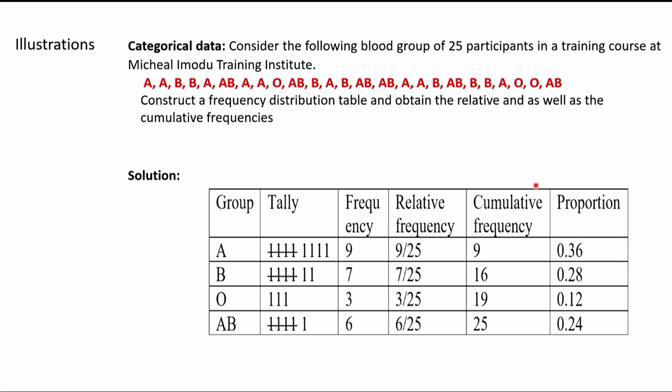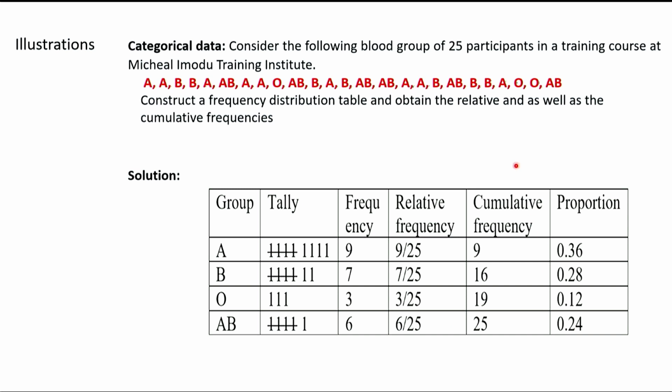The relative frequency, as I've said before, is more or less a proportion. So you take the frequency over the whole total. The whole total, we are told, is 25 participants. So 9 over 25. This one will be 7 over 25. This one will be 3 over 25, while the last one will be 6 over 25.